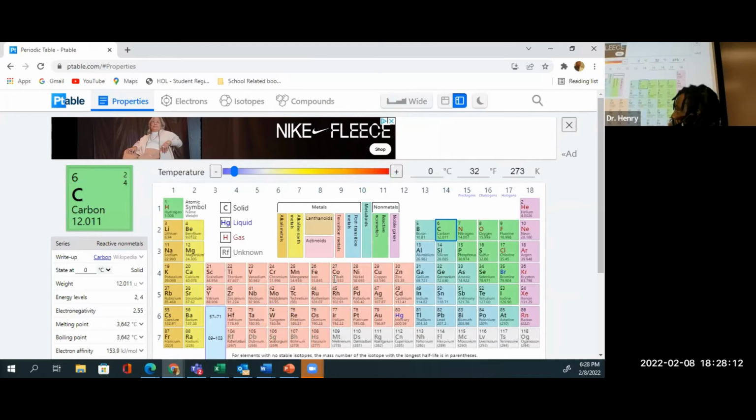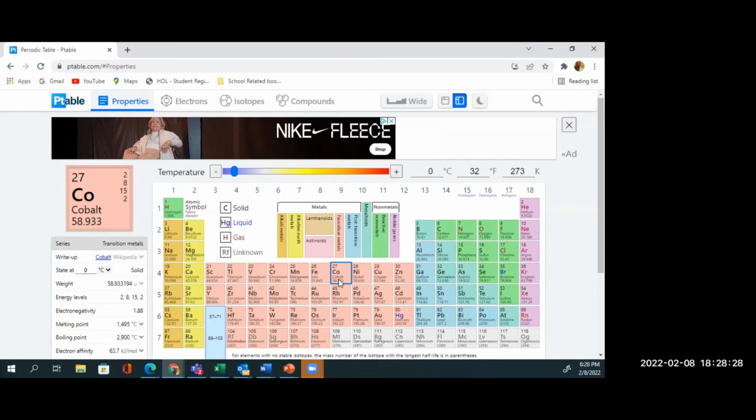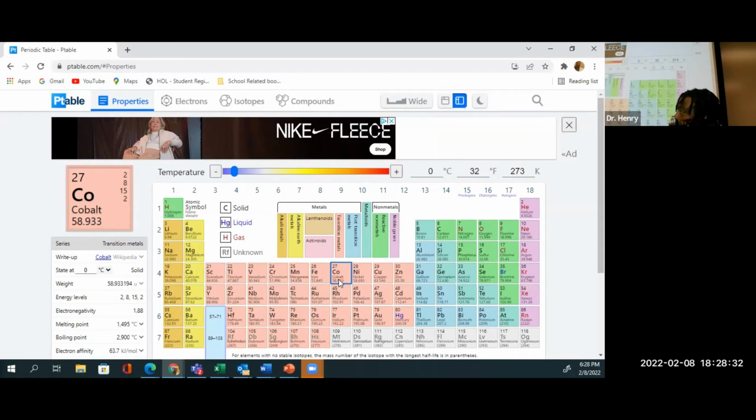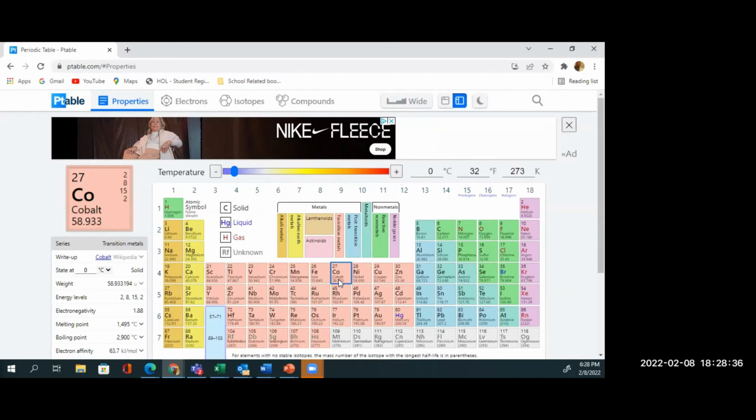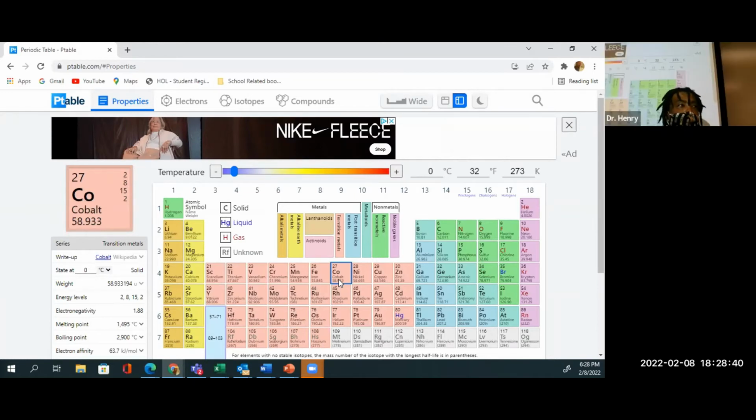Let's take a look at cobalt, not copper, cobalt. I used copper this morning. Okay, cobalt. How many protons do I have? 27. How many neutrons do I have? We heard 27, 32, 33. That's right, we got to round up. So we have 58.933, so we have to round up to 59. So 59 minus 27 is 32. So we have 32 neutrons.